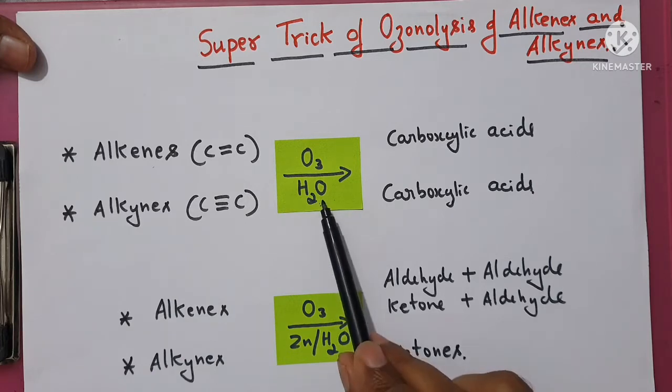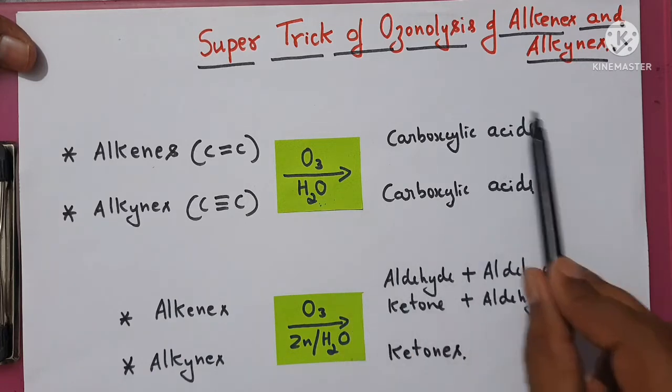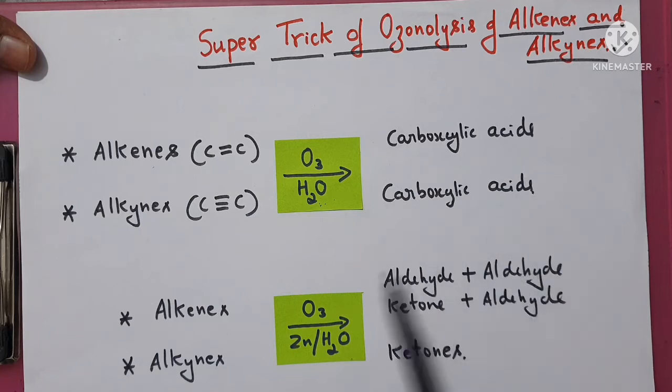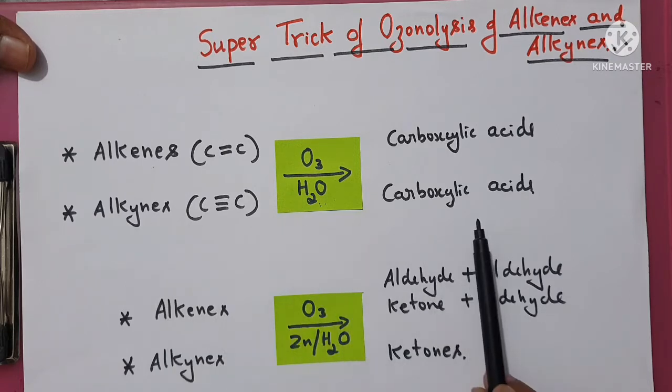If I take only H2O, then carboxylic acids are formed. If I take zinc and water, aldehydes and ketones are formed. This you fix in your mind, children. Definitely it helps you to clear the question. For some of the questions, you can clear them just in seconds, children. Let us understand what exactly is happening in these reactions in detail.